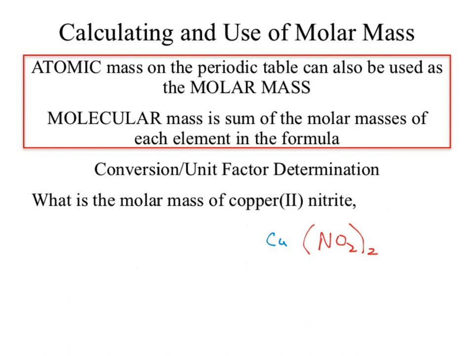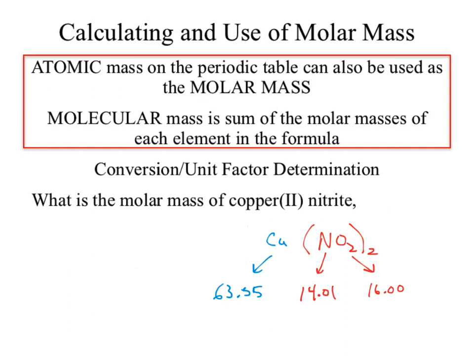So, what are we doing? Molar mass. Where do we find the molar mass? Periodic table. Okay. Is copper(II) nitride on the periodic table? No. What is on the periodic table? Nitrogen I know is 14.01, oxygen I know is 16. So all I have to do is add those up and I get my answer.